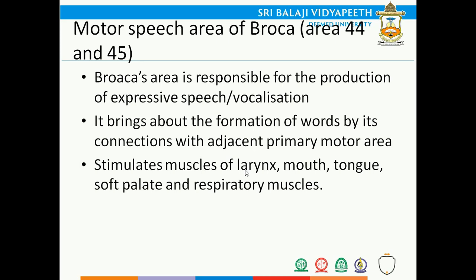When you see something, you would like to express something. You would like to talk. So Broca's area is in tight coordination with the sensory cortex and motor cortex, mainly with the auditory cortex as well as the visual cortex.